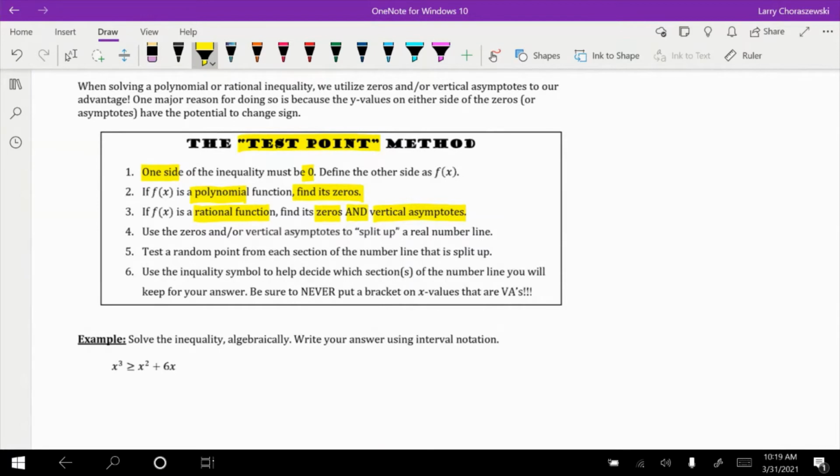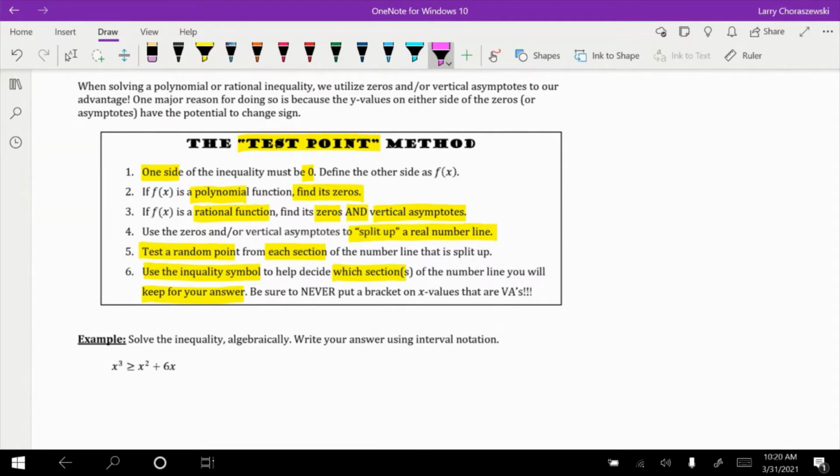Regardless of which type of function we have, we're going to use the values we get from either step 2 or step 3 to split up the real number line. Basically, we're plotting those x-intercepts from a numerical standpoint versus a graphical one. Then we test a random point from each section of the number line that is split up by plotting these zeros. That's where the method gets its name, the test point. Once we've tested all the different sections, we use the inequality symbol to help us decide which sections we want to keep for our answer.